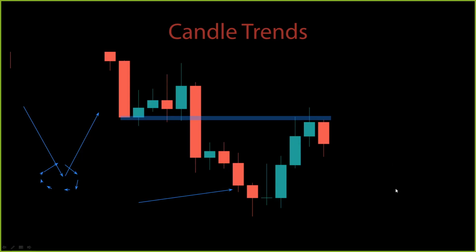Next, we have a resistance forming, right? So now there will be two groups of people. One group will say, sell it, then another group will say wait for some sort of a confirmation. This is your confirmation. If this is a 1 hour time frame or if this is a 30-minute time frame, this is the confirmation you're looking for.